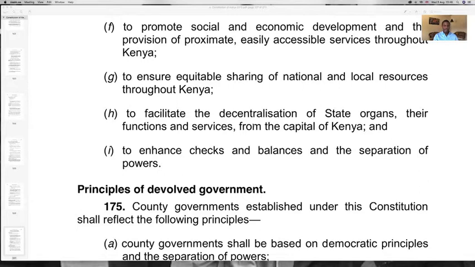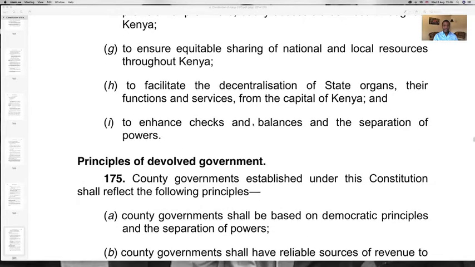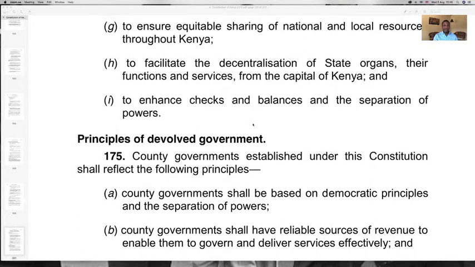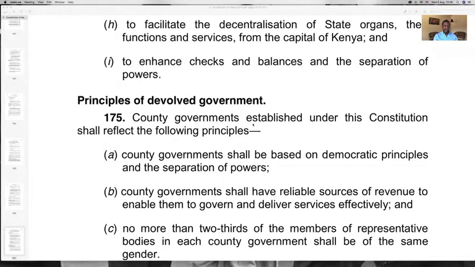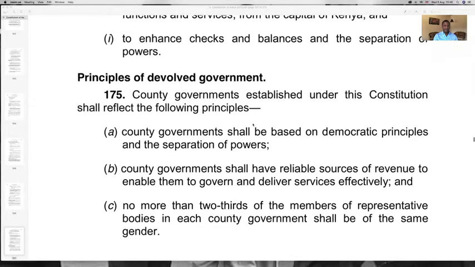We shall look at this when we look at how Kenya's revenue is distributed, to facilitate the decentralization of state organs and their functions and services, in that not all functions and services of state organs shall only be found in the major cities or in the capital city, rather they ought to be found even at the county level. And the other objective is to enhance checks and balances and the separation of powers.